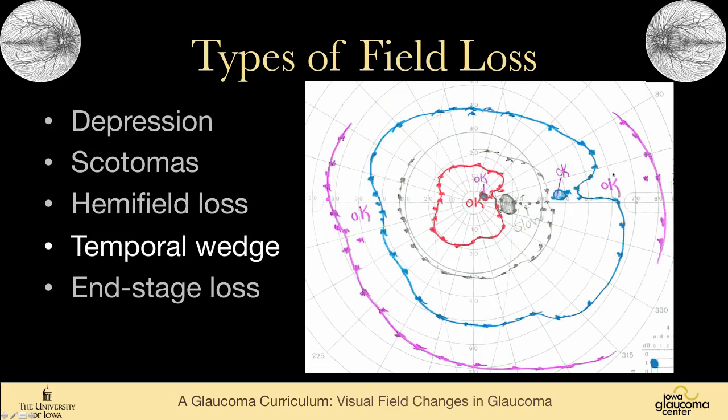You can have a temporal wedge. Again, if we look up here, right eye, if this patient lost a wedge of tissue, of nerve fiber going out this way, it would not respect the horizontal meridian in any way, and you would get this kind of a wedge defect like that. These are relatively uncommon.